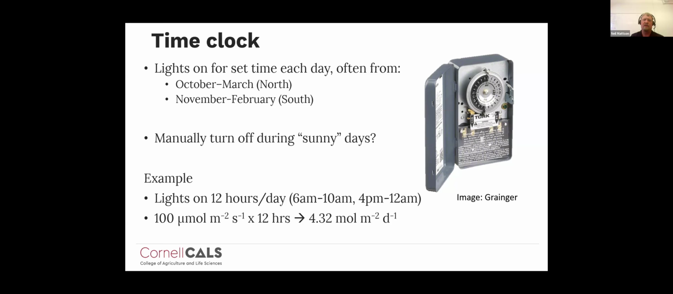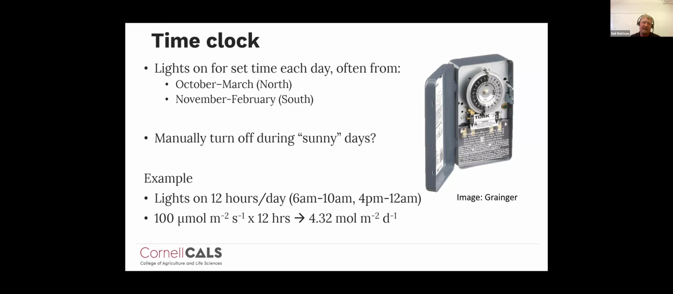A problem with these types of systems is they don't account for how much sunlight we're getting from outdoors. So if it's a sunny day, and we're not sure how to quantify a sunny day, some growers will just manually switch off the time clock for that day, or override the time clock for that day, which probably is good for saving energy, but we don't really know how many moles of light our plants got then.